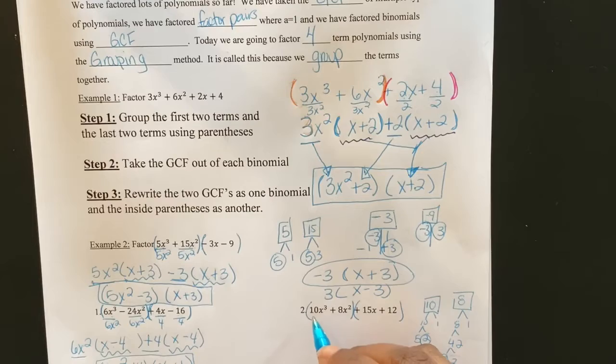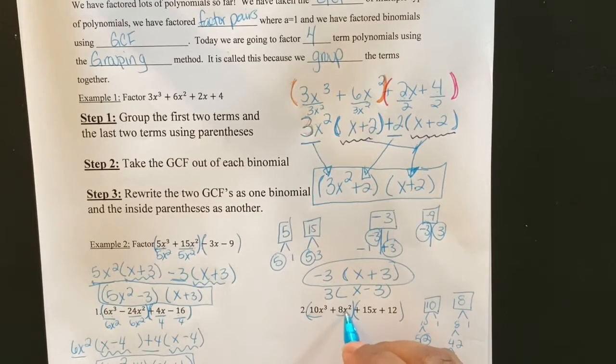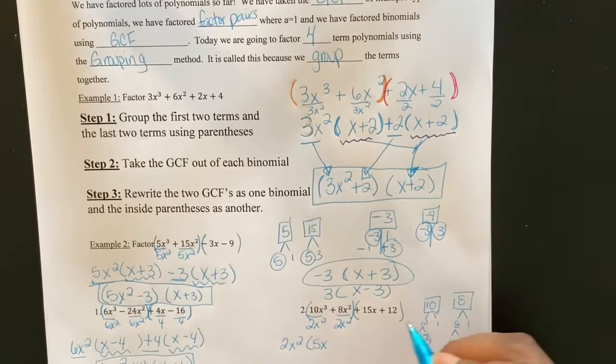As far as the numbers are concerned, and then they both have at least 2 x's. So it's going to be 2x squared. That's going to be my GCF. What's left? Well, 10x cubed divided by 2x squared is going to be 5x. And then 8x squared divided by 2x squared is going to be 4. Positive 4.